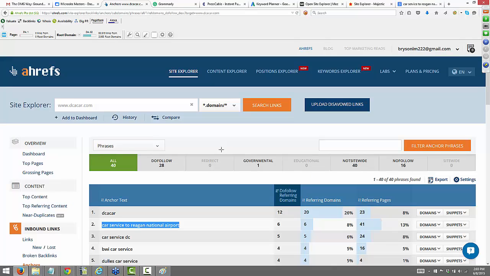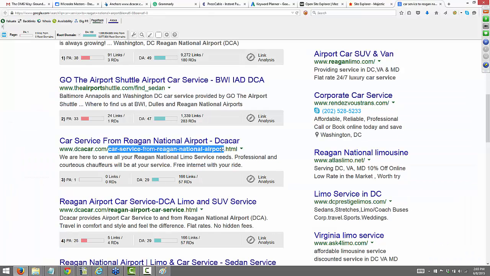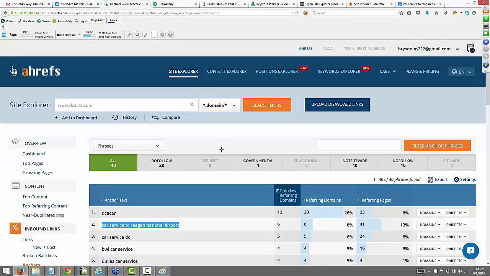So sometimes when I'm stuck on an inner page specifically, I'll start sending links to the home page with that anchor text. What that does is it themes the whole site about this topic. Most people doing SEO will just send links to the inner URL that is optimized for those keywords, like car service from Reagan National Airport. Well, if you send links to the home page, which isn't necessarily optimized for that, Google almost gives you a bonus for that.